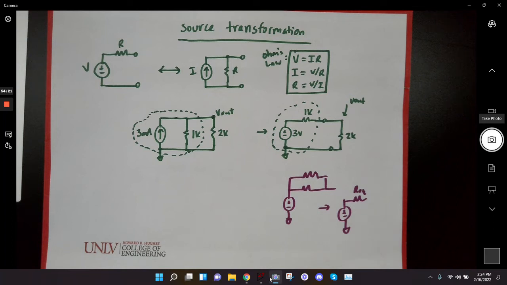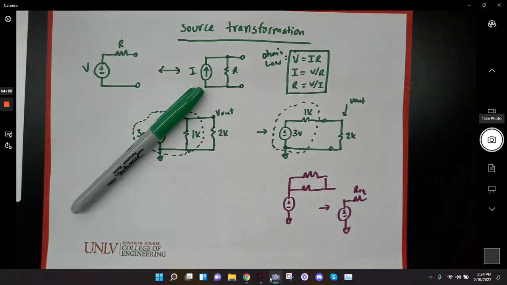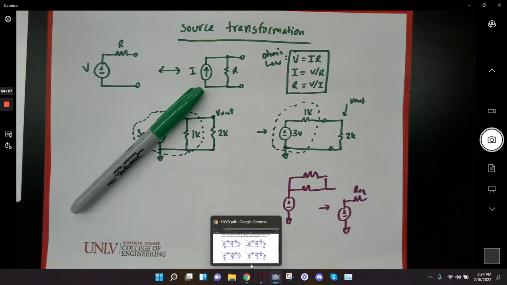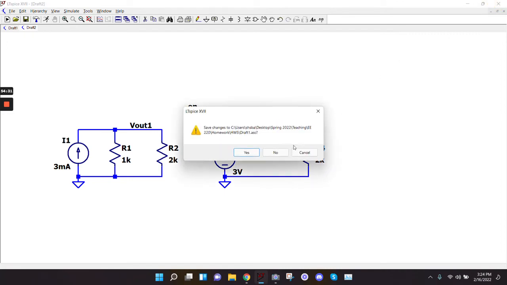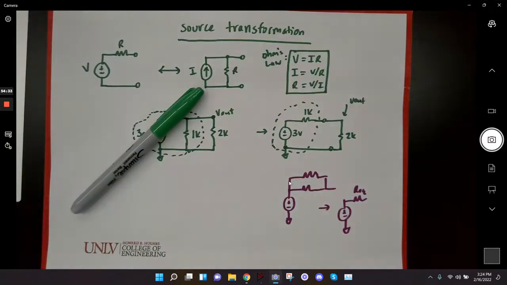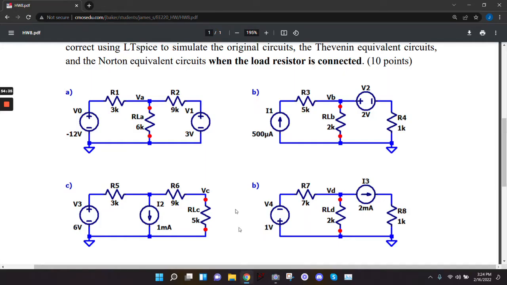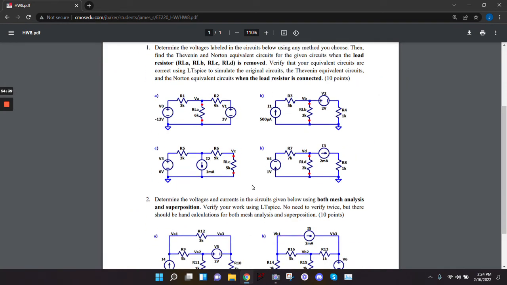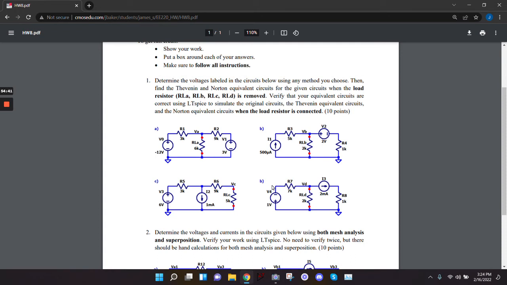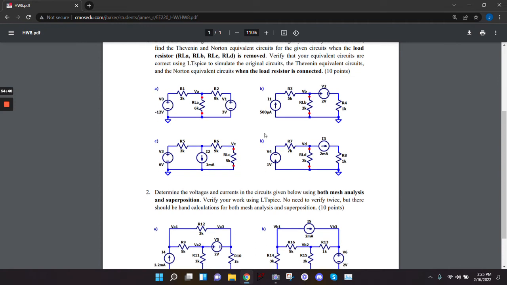All right, so now I want to talk about the next homework. Maybe I'll even solve one since we have some time. So let me close Spice. Basically this homework is a bunch of Thevenin and Norton with some more complicated circuits. They're not incredibly complicated, but they are more complicated. So I'll solve one of these, whichever you guys like.